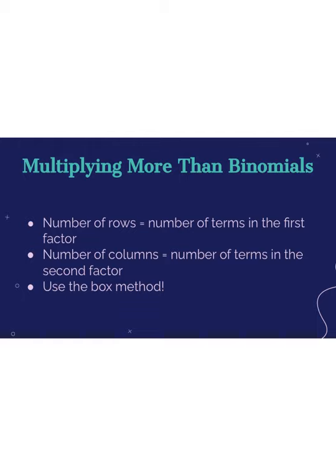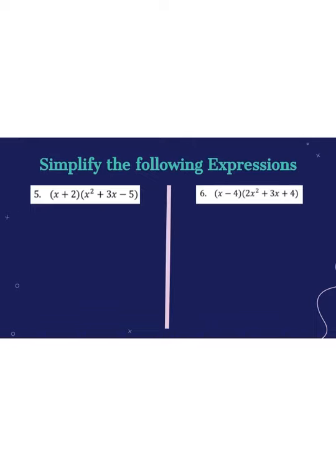So the number of rows has to equal the number of terms in the first factor. Okay, and the number of columns is going to equal the number of terms in the second factor. And we're going to continue to use the box method, but instead of having just 4 squares in our box, we're going to end up with more like 6 squares in our box, or maybe more than that. So let's look at this first one. We have x plus 2. And then x squared plus 3x minus 5.